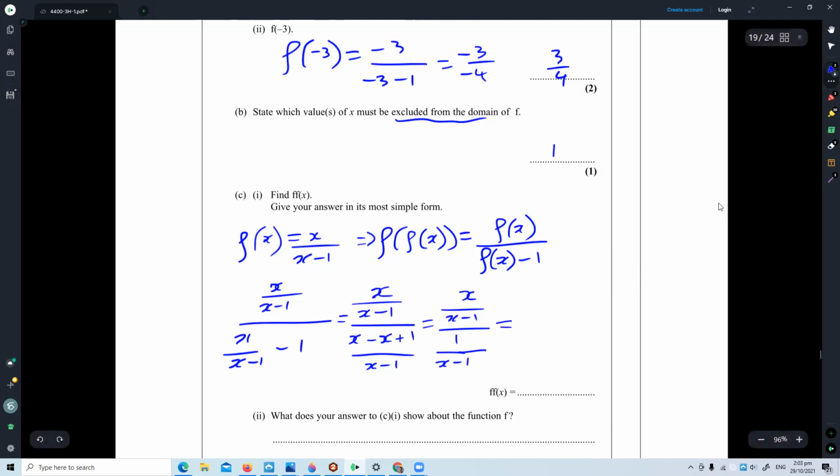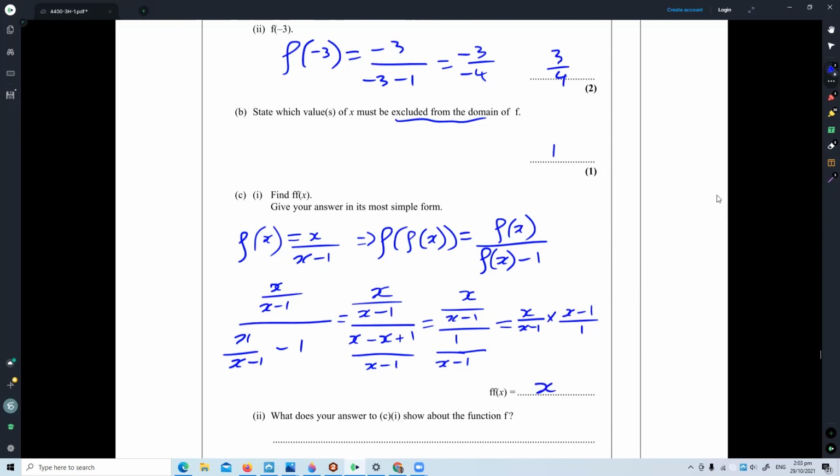And here I need to change my divide into a times. So this becomes x over x minus 1 times x minus 1 over 1. And the x minus 1s can cancel out. So I'm just left with x over 1, which is x.